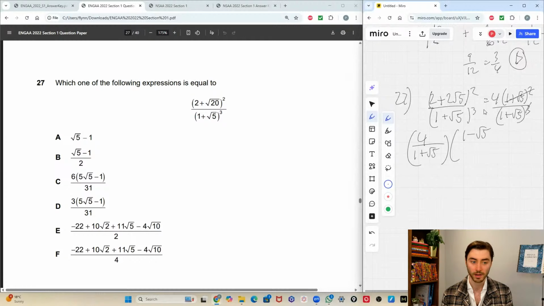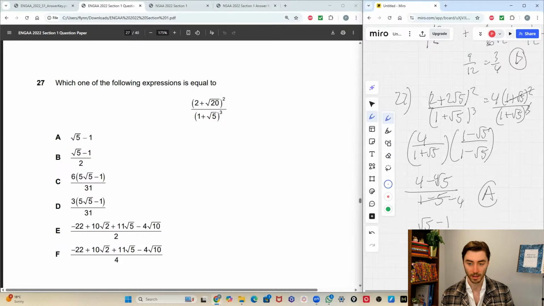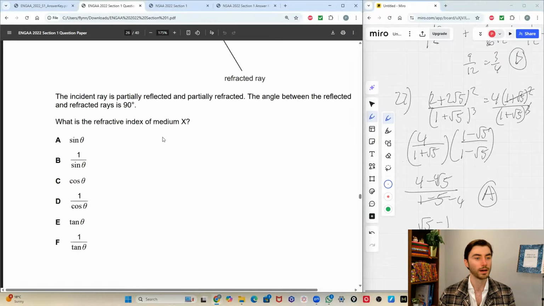Rationalize the denominator. Multiply by 1 minus root 5. So you get 4 minus 4 root 5 all over 1 minus 5, which is minus 4. And that divides through and you get root 5 minus 1, which is A. Delightful.